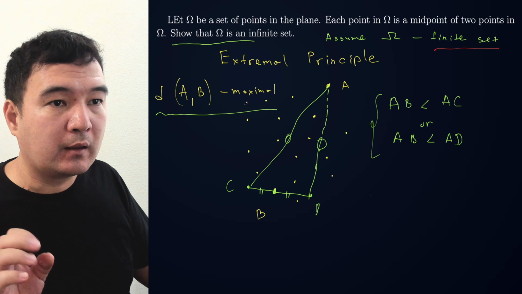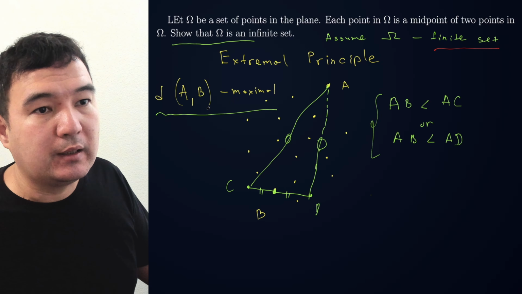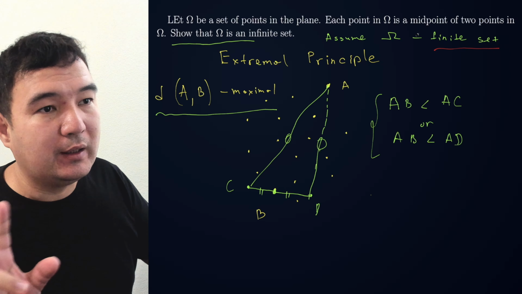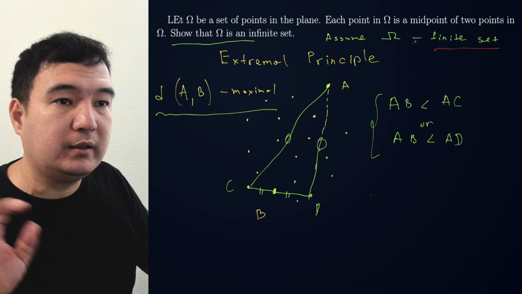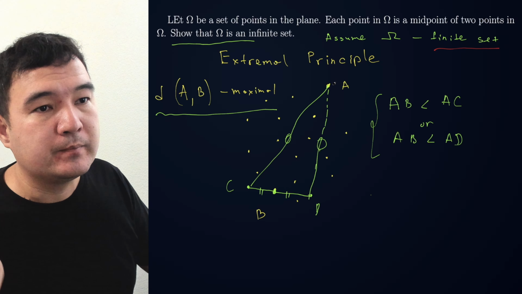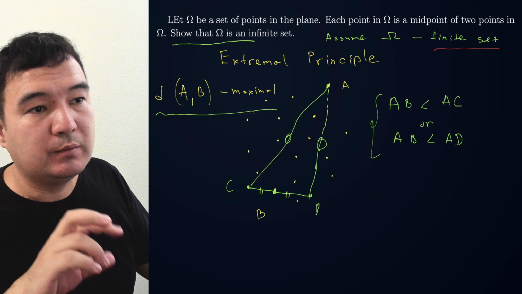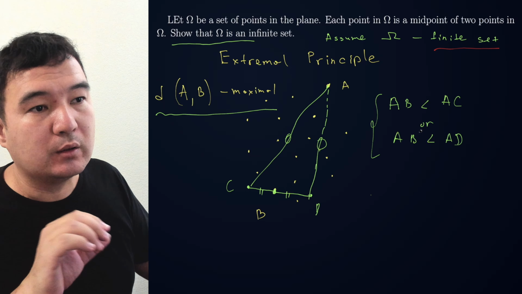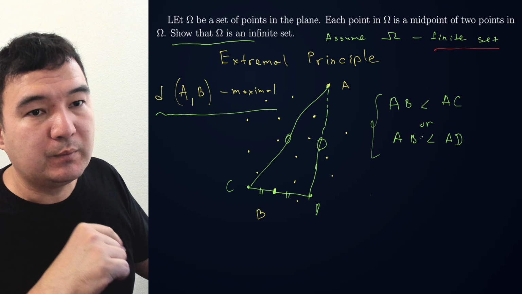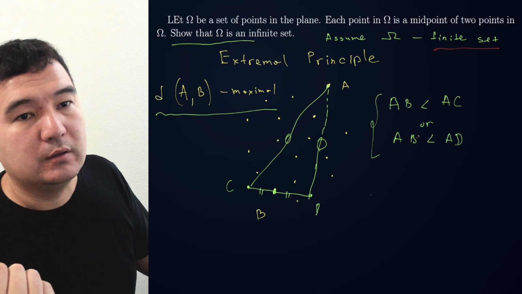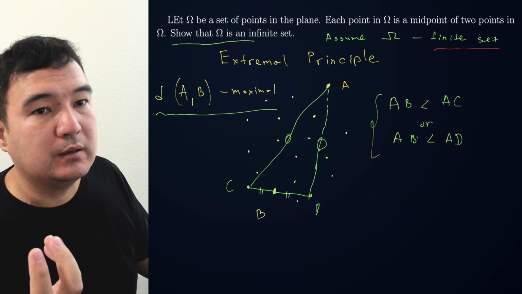So can we choose the maximal AB distance? Yes, if we assume that omega is a finite set, we can choose the maximal. And if we choose the maximal, we can always find a segment that's longer than the maximal. So that makes a contradiction.